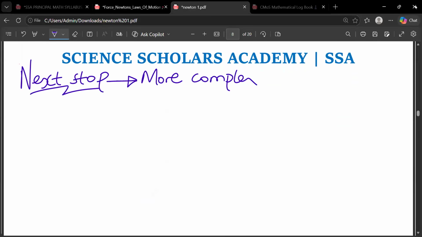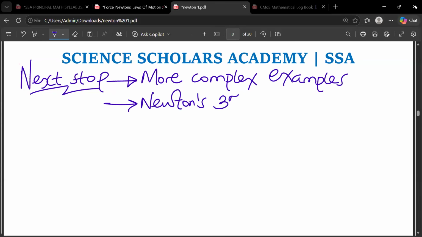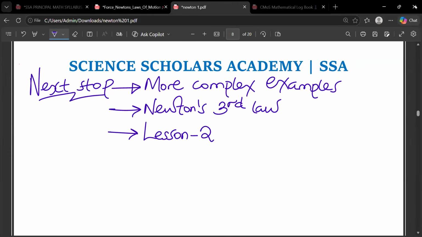So our next stop shall be more complex examples. Sorry for the resultant part that came in. We have not been in a position to capture 100% of the lesson targets. But if at all we count the resultant part, we have hit 90%. So we are not too bad off. More complex examples, and then we shall get to Newton's third law. And then we shall capture lesson 2 points. Remember, there were some lesson 2 points that we are supposed to handle.